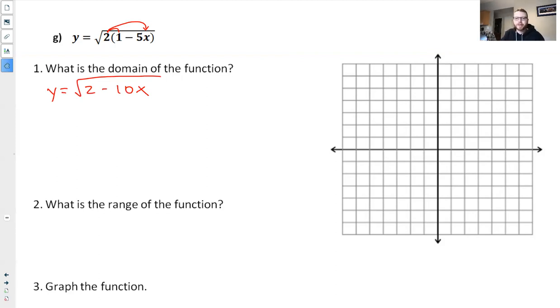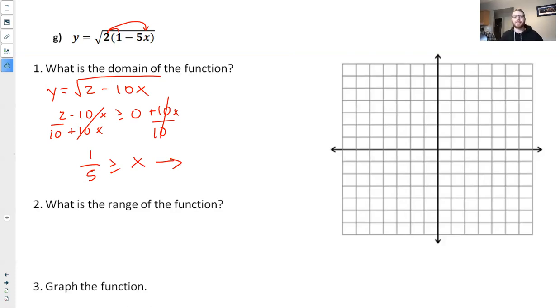Now we will set our radicand greater than or equal to 0. So 2 minus 10x is greater than or equal to 0. Let's add 10x to both sides. Just easier working with a positive coefficient on our x. Those will cancel. Now let's get x all by itself, so divide both sides by 10. So 2 divided by 10 reduced is 1 over 5 is greater than or equal to x. And again, let's rewrite this so our x comes first. It's just easier for myself to conceptualize that, okay? So x is less than or equal to 1 over 5. And that is our domain.